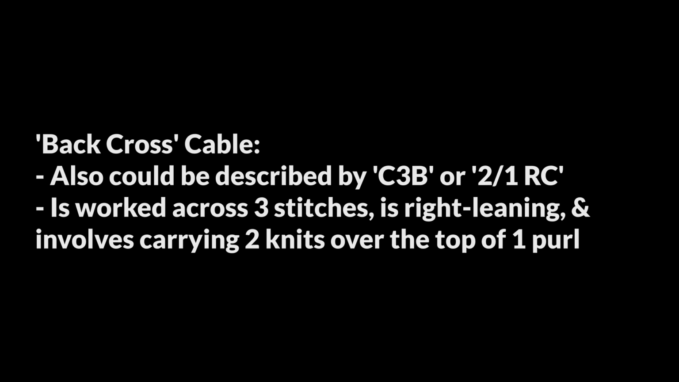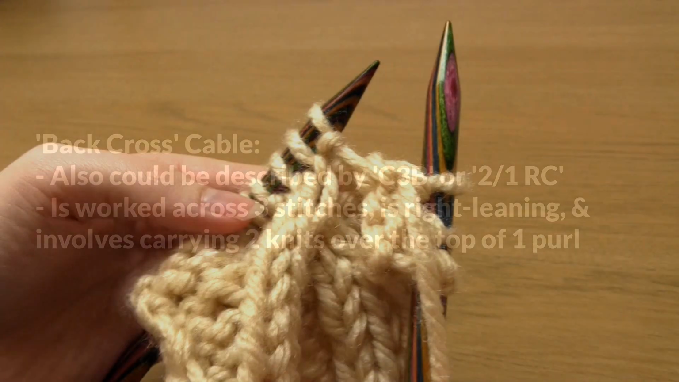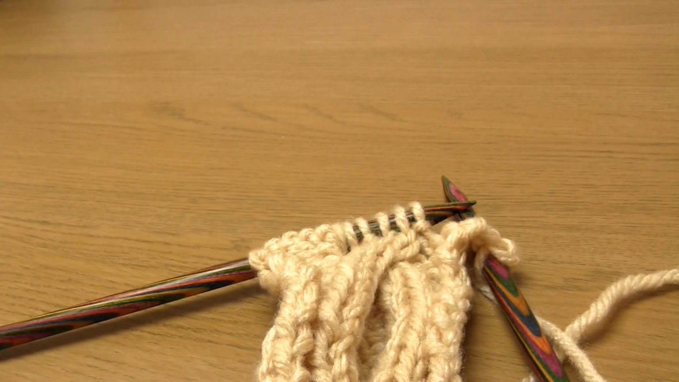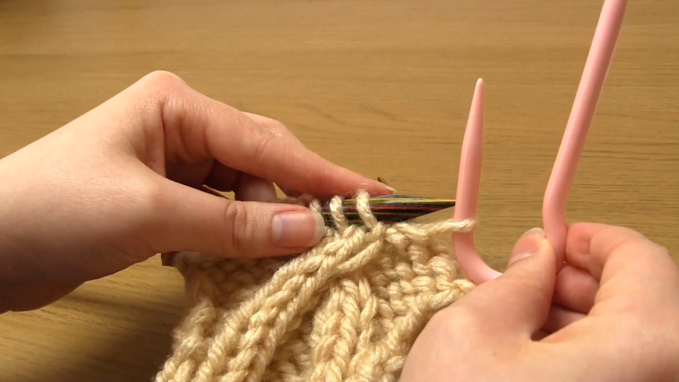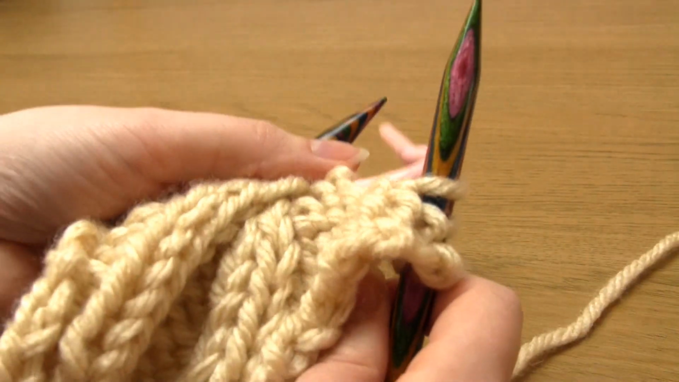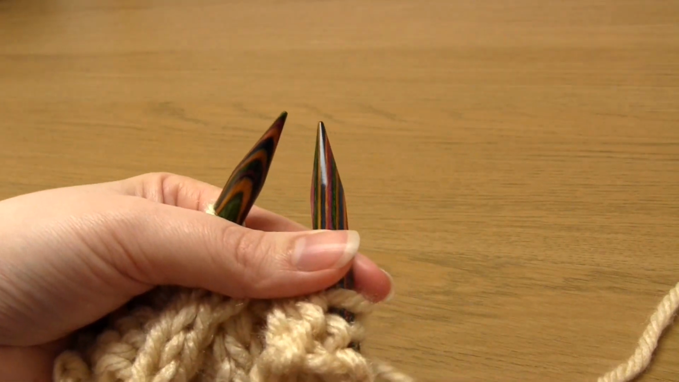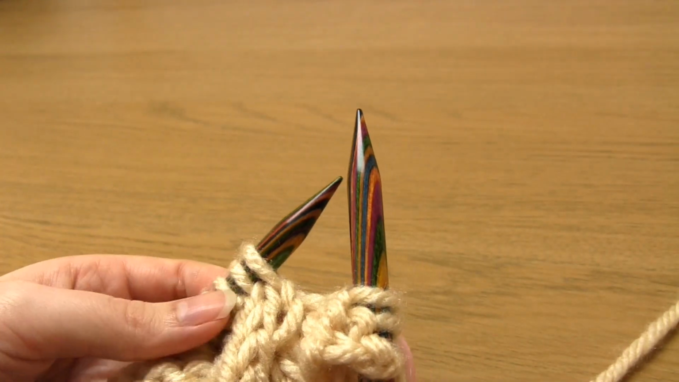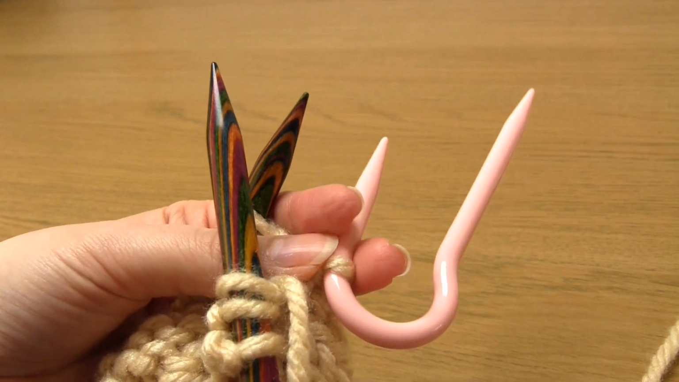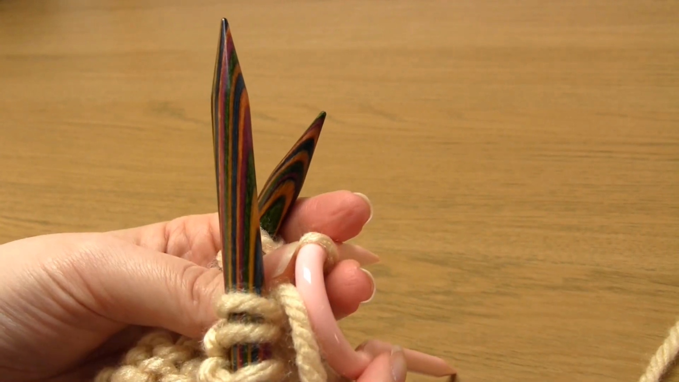What these basically mean is that the cable is worked over 3 stitches. It's a back cross or right leaning cable, and it involves passing 2 knit stitches over the front of 1 purl stitch. So you take your cable needle and you slip 1 stitch purlwise onto it. And then leave the cable needle at the back behind your knitting. Just bear in mind that this is a reverse stockinette stitch or a background stitch that you've just put on the cable needle.